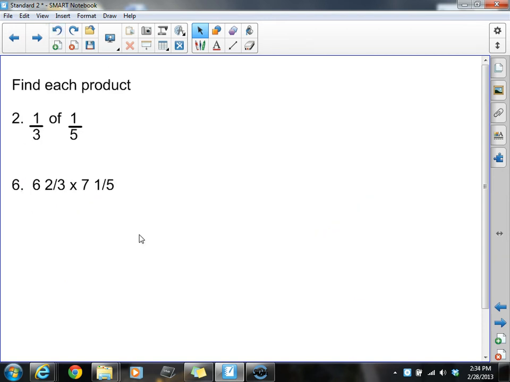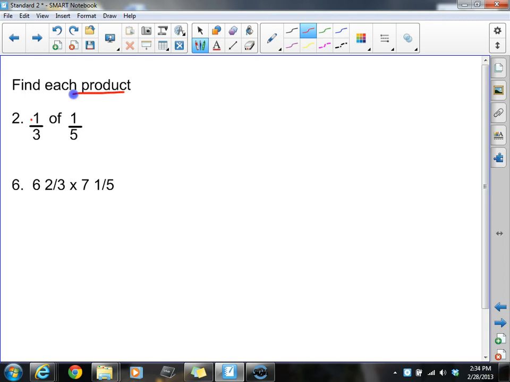The very last part of this is dealing with fractions. Now, I know fractions are just your most favoritist thing in the entire world, but it is very important, and we do have to make sure these are down. All right, so the first one, we're going to find each product. Product is the answer to the multiplication problem.